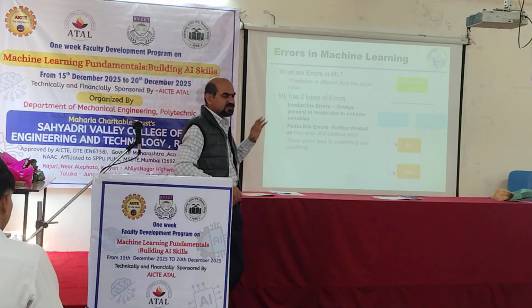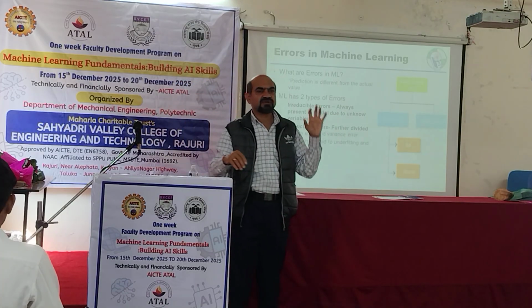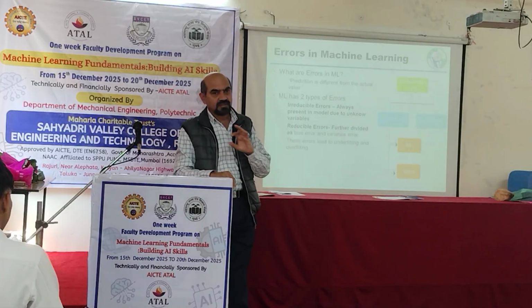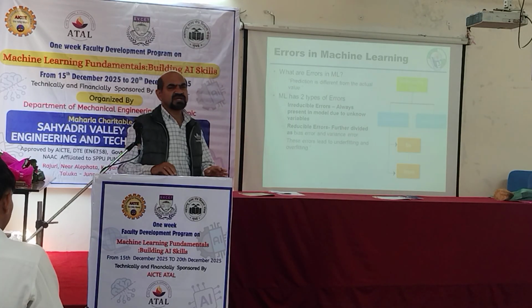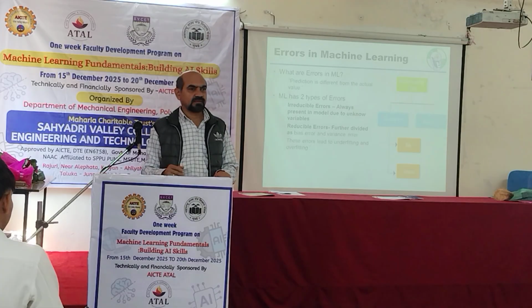In machine learning there are two types of error. One is reducible and irreducible. अब irreducible errors always present in model due to unknown variables. कुछ ऐसे variables हैं वो unknown हैं.